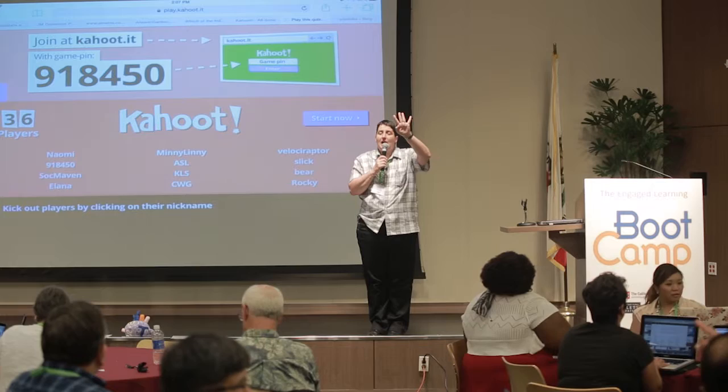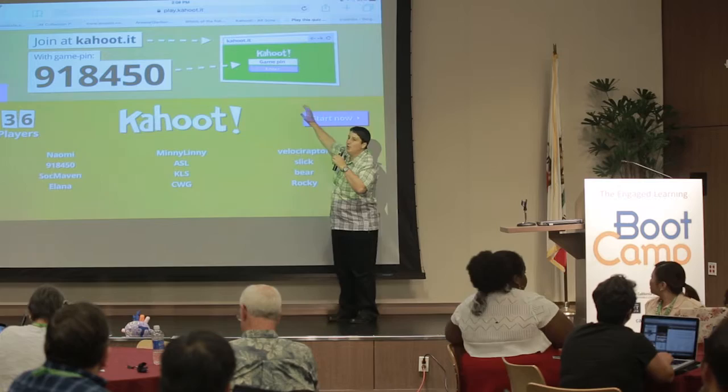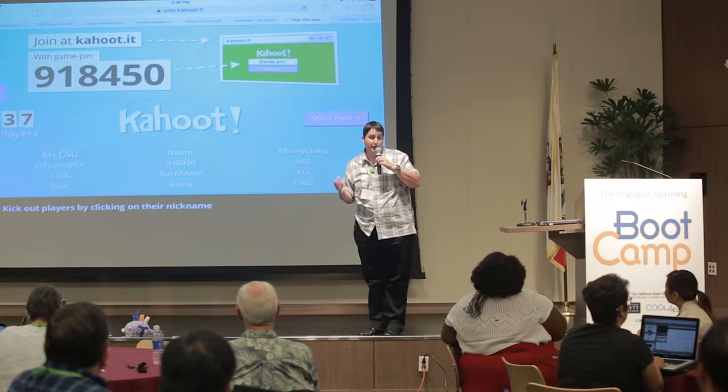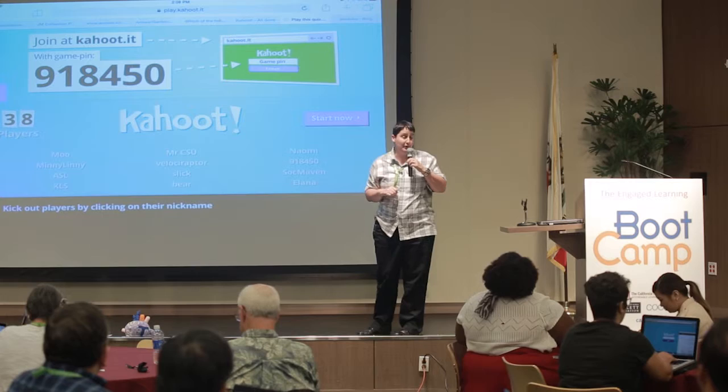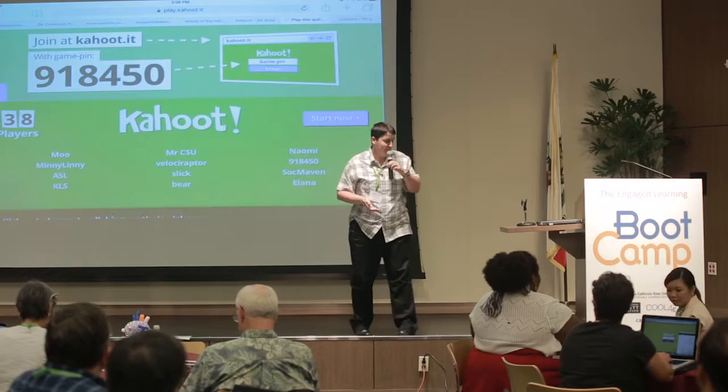The question will be here, and it will show 4 answers that each have a particular shape and a color associated with it. Let's say a green triangle. If the green triangle is correct, you're going to hit the green triangle on your screen. Does that sound simple? It wasn't so simple, okay?